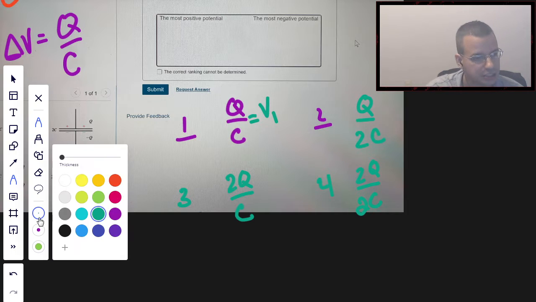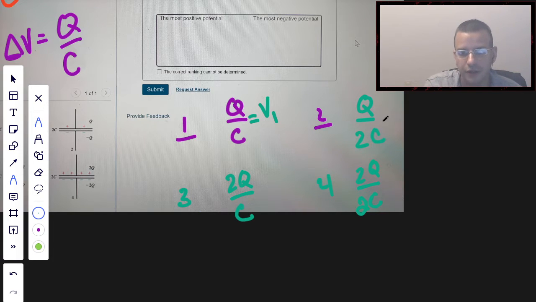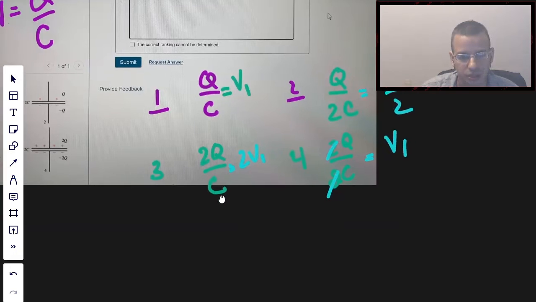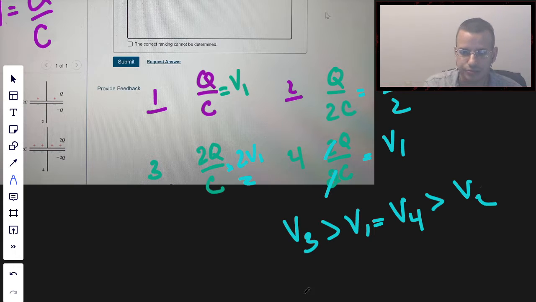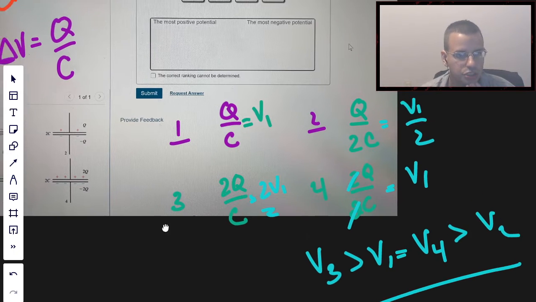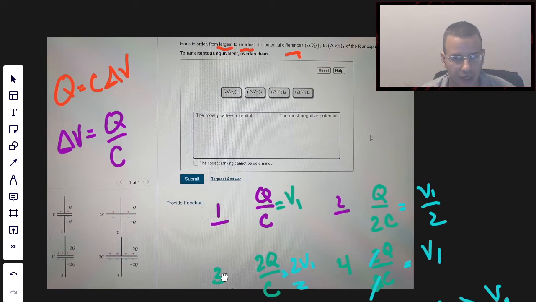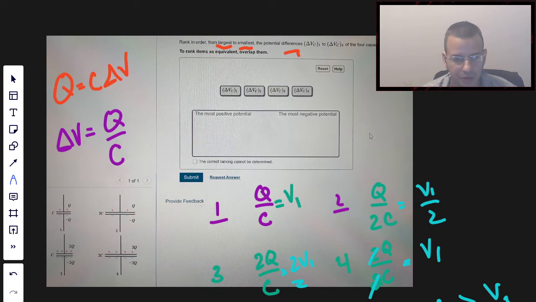So rewriting these, this is going to be V1 over 2 because Q over C is V1. This is going to be 2V1, and this is going to be, the 2's cancel, and we get V1. So this is largest to smallest: V3, because it's 2V1, is greater than V1, which is equal to V4, which is greater than V2. So that's how we would approach this one, just pretty much straight formula, and then put them in order. So not a big deal.